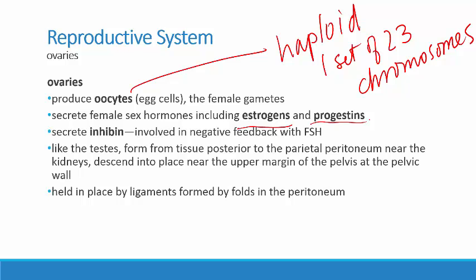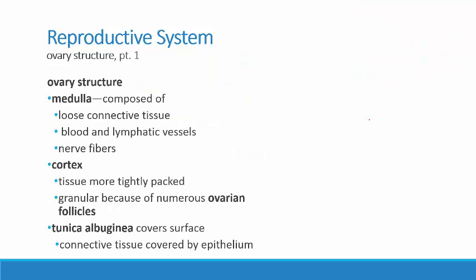Okay, so the structure of the ovary, there's a medulla. This is the central portion. The medulla always relates to the interior of a structure, the middle. That's the way to help you think about it. And it's composed of loose connective tissue. There are blood and lymphatic vessels there, and nerve fibers are found there as well.